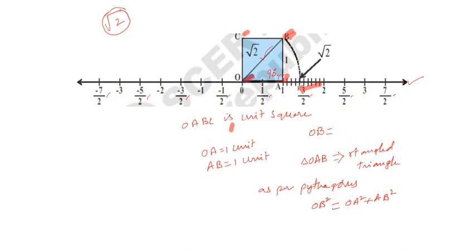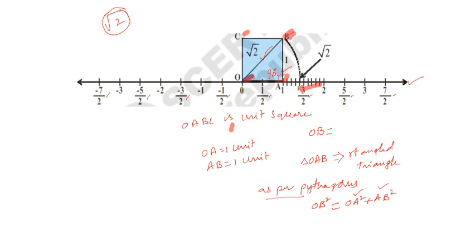That is opposite to the 90 degrees angle. Hence, a triangle with a 90 degrees angle is called a right angle triangle, and the side opposite to the 90 degrees angle is called the hypotenuse. So, as per Pythagoras theorem, the hypotenuse OB square is the sum of squares of the remaining 2 sides. What are those remaining 2 sides? OA is one side and AB is the other side.